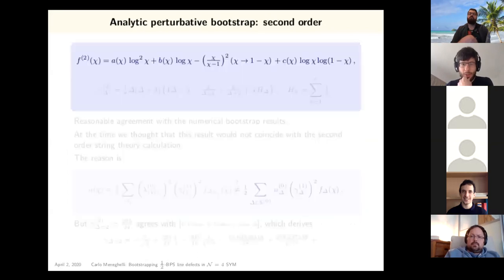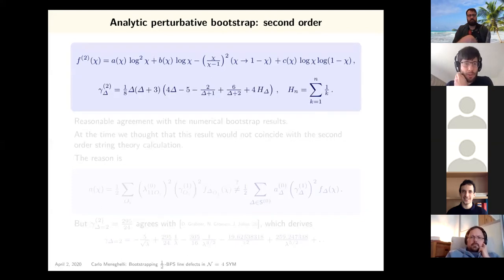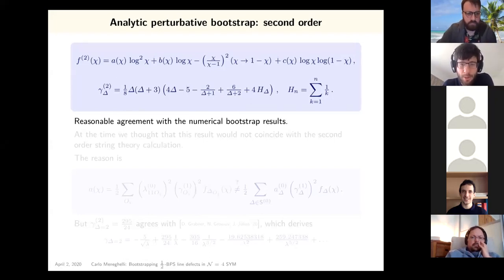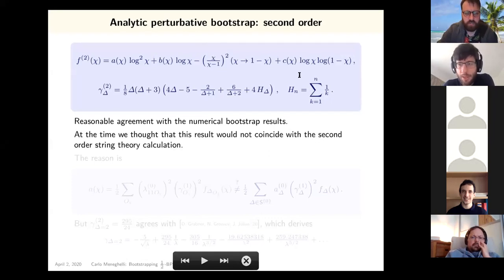Let me just show you we can actually go much farther. You can, for example, go to second order, and at second order you do a similar game. You also include Li2, but then they don't appear in the answer, and you can find A, B, C as rational functions, similar to the method before. And you find, for example, that gamma at second order and the normalized dimensions are given by those formulas. And there's reasonable agreement with the numerical bootstrap.